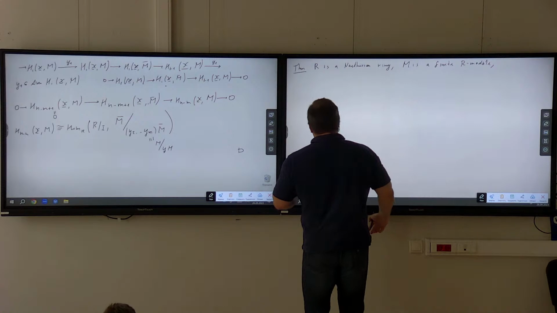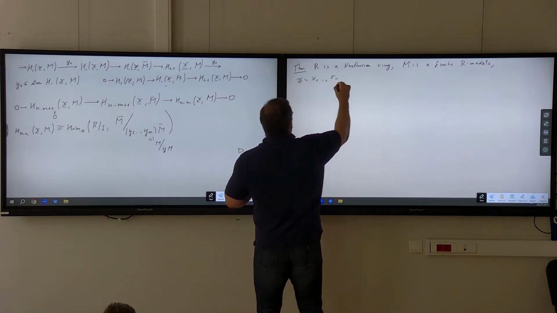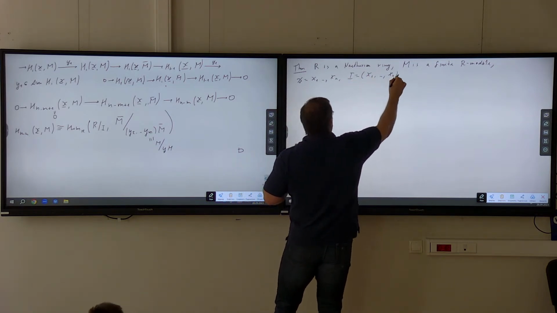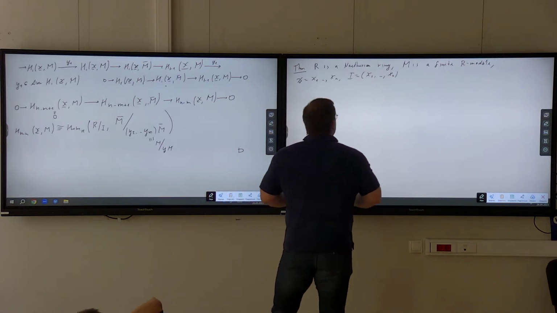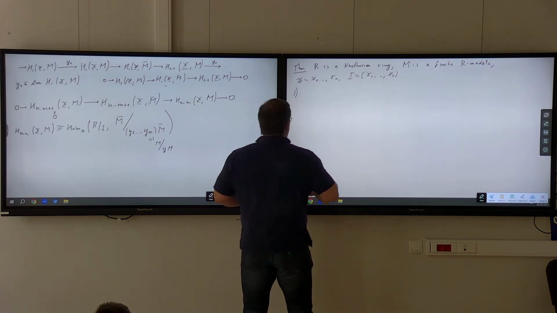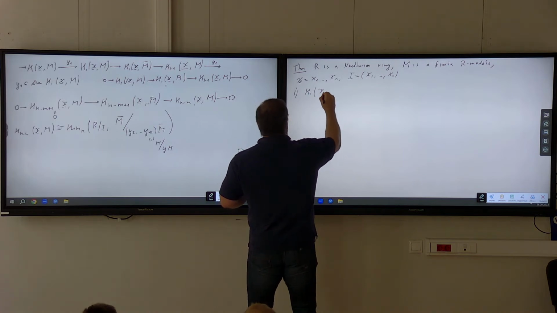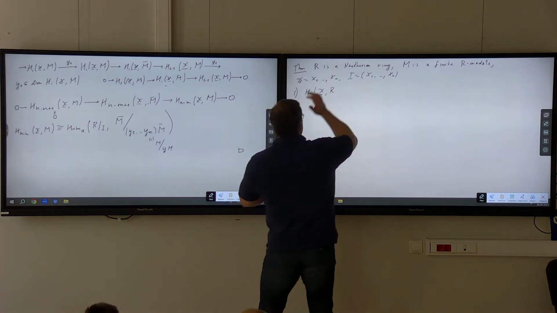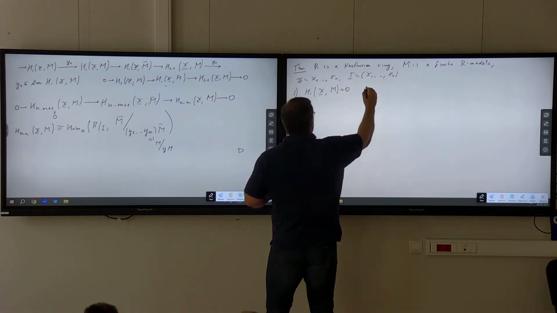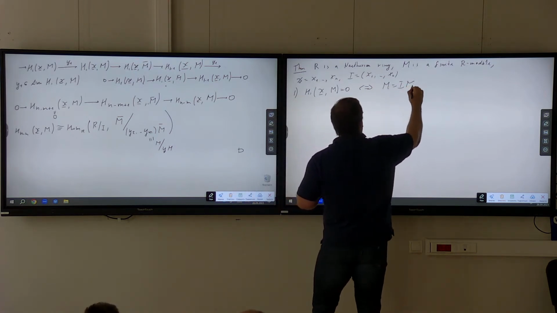As before, I have some sequence. So X is a sequence, and I have an ideal, which is just the ideal generated by the sequence. Then I have the following properties. So first, all homology for the Koszul complex vanishes if and only if M is equal to IM.